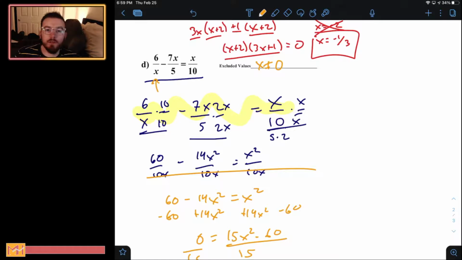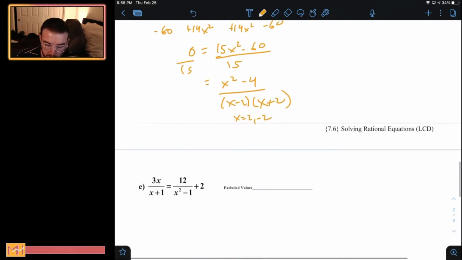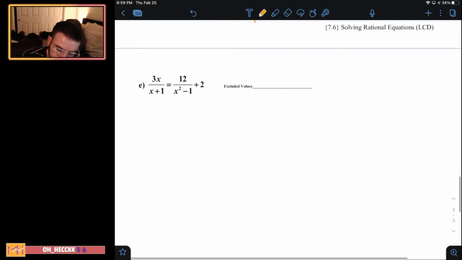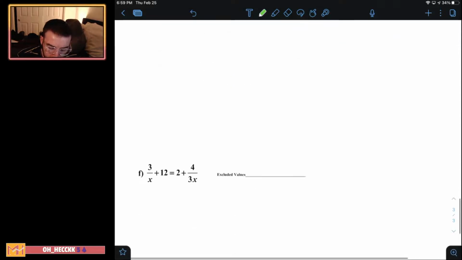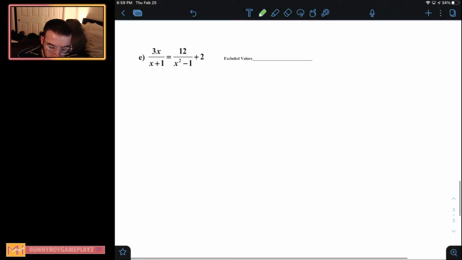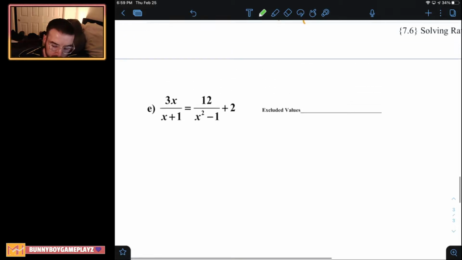Remember, excluded values are anything that make the denominator 0. I didn't really say that at the start of the lesson. I apologize. We're 12 minutes in, but it was something that I mentioned several times in the previous video, so hopefully you watched that one and you're like, okay, I remember doing that at least. Two more examples. They're just, you know, same deal.